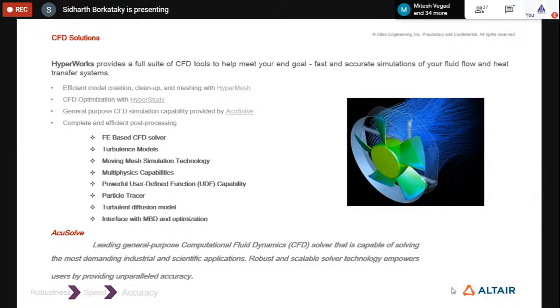When we are trying to study something which is rotating, let's say a general fan, if you want to do a study on a fan or a blower or on turbo machinery applications, then we need something called a moving mesh methodology or moving mesh technology, which should be an inbuilt feature in any CFD software. That is highly robust and highly well developed in the tool.